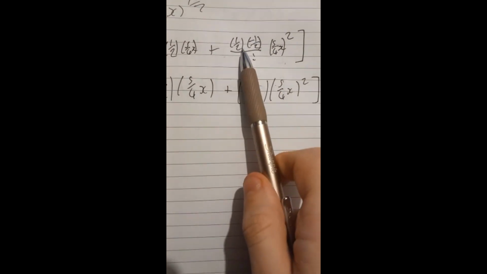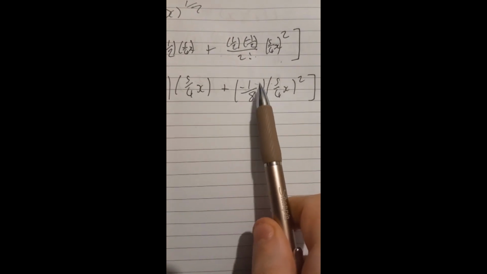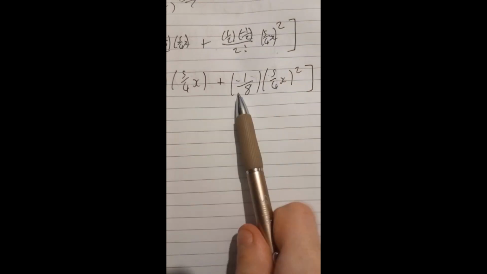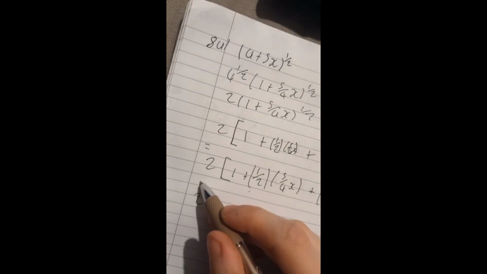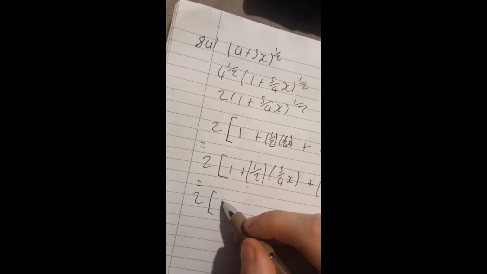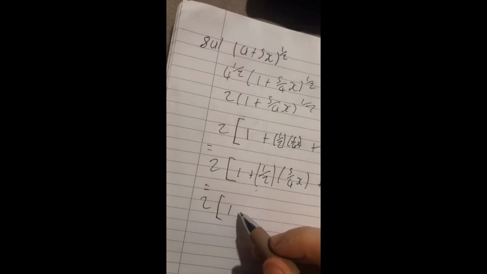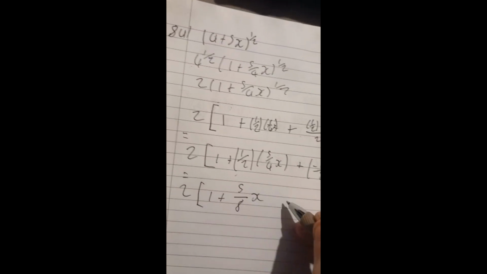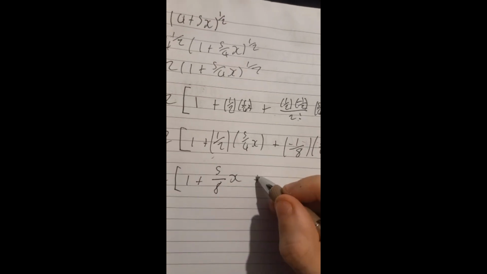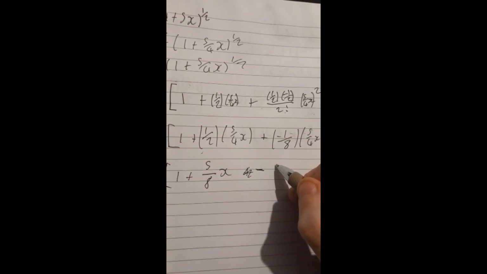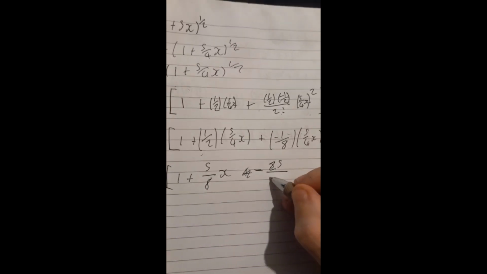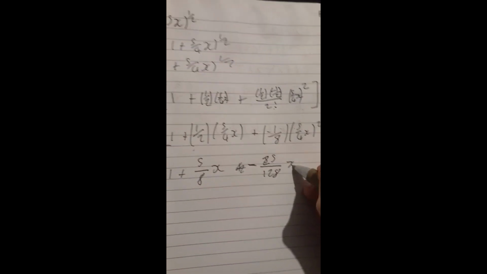So that number should then become that. So now you can do a half times 5 over 4, and then that times that squared. So you should get 2 on the outside. 1 plus 5 over 8x, and then plus, minus 25 over 128 x squared.